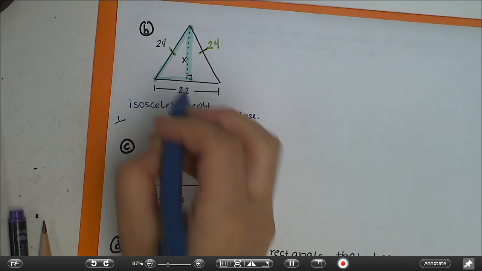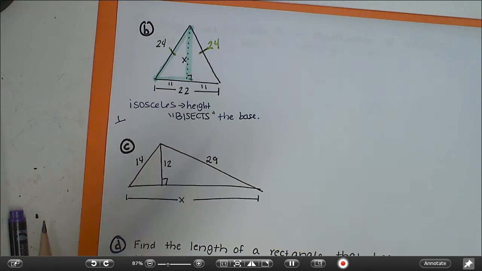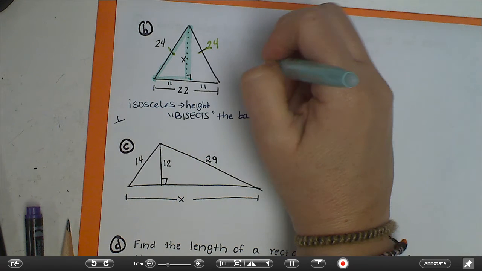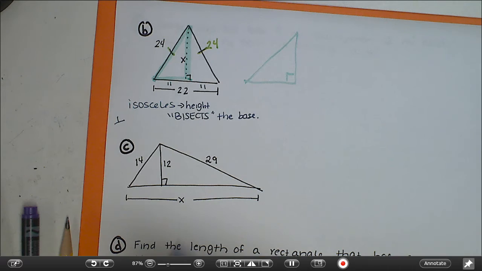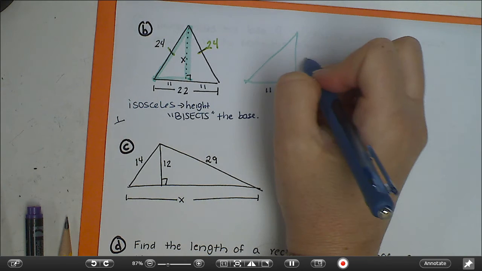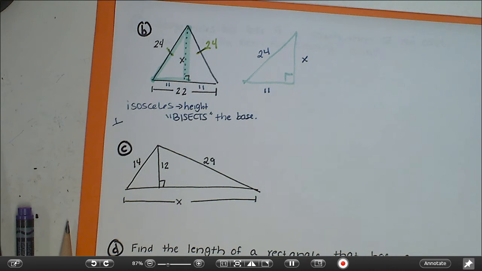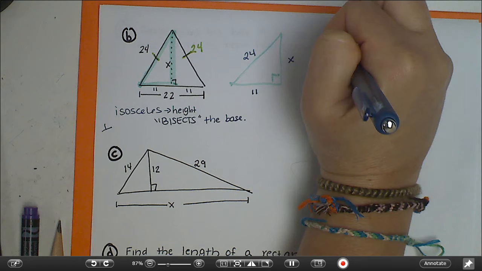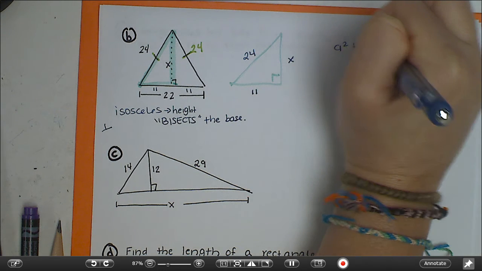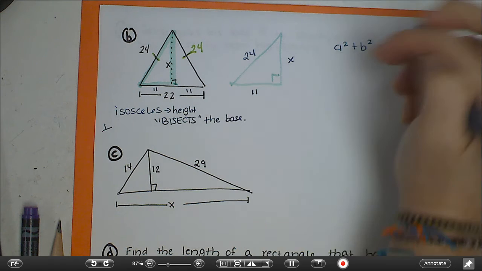Bisect means cut in half. So that means that this piece here is 11, and this piece here is also 11. So do you see our little right triangle that we have hanging out right here? I'll draw it separately because I like to do that. All right, so we know this part is 11. We do not know this part, and this part is 24. All right, so now we're going to use the Pythagorean theorem, a squared plus b squared equals c squared, to figure out the missing piece. This time we know the hypotenuse.